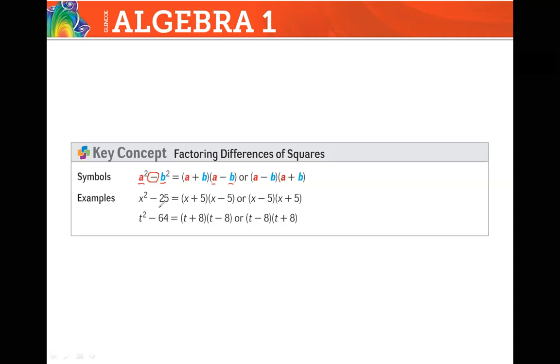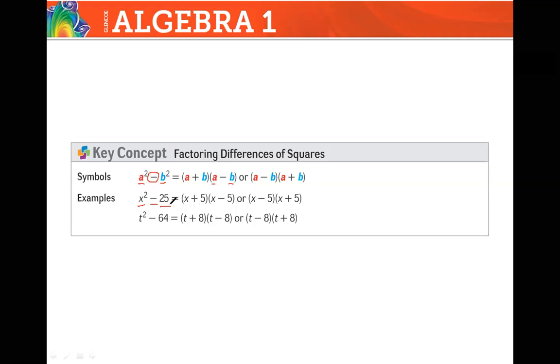Give me an example. Okay, pay attention. X power 2 minus 25. Ask yourself, x power 2 is squared? Yes, it's x squared. The middle sign is minus? Yes. 25 is a perfect square number. It means it has a square root? Yes, its square root is 5.